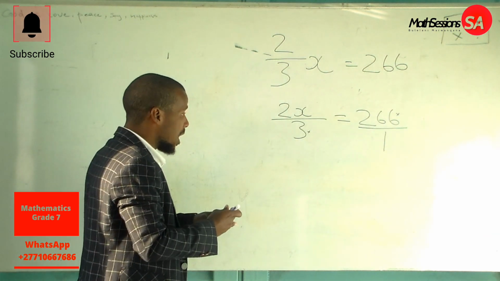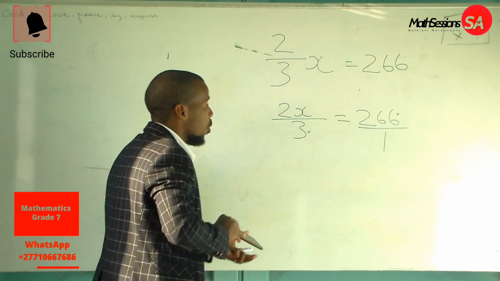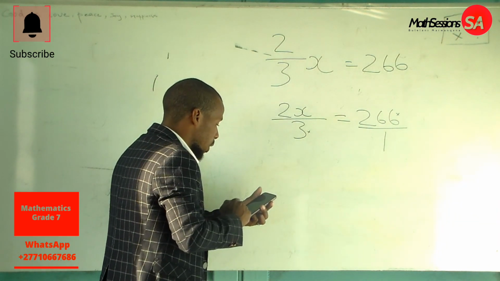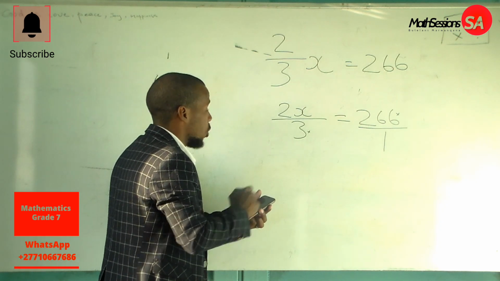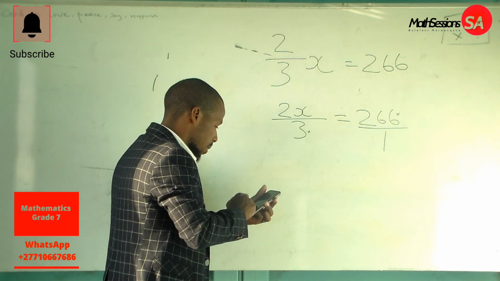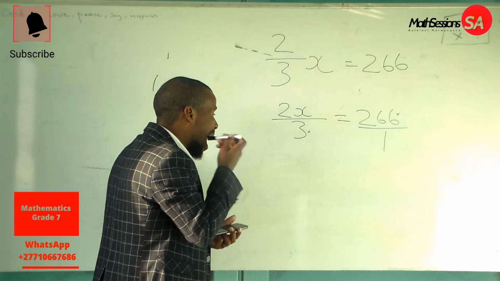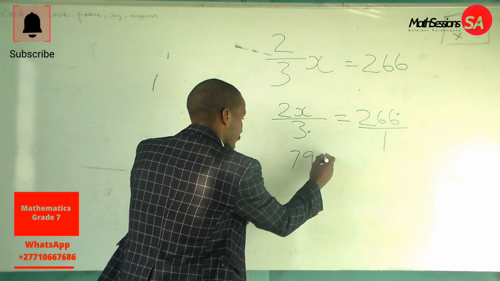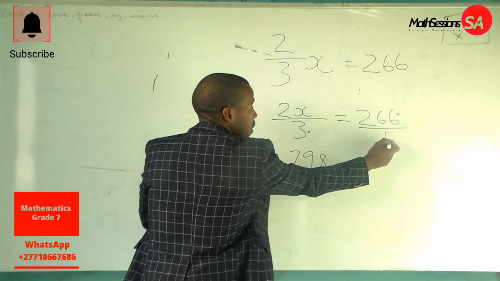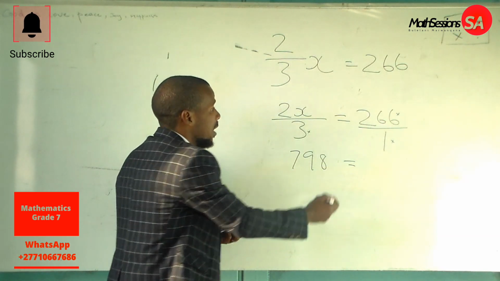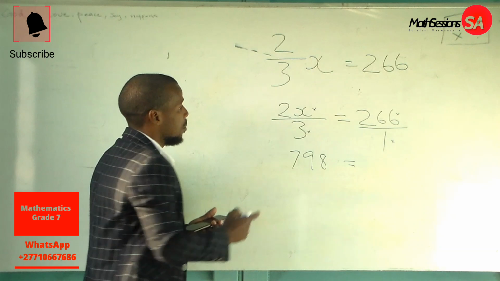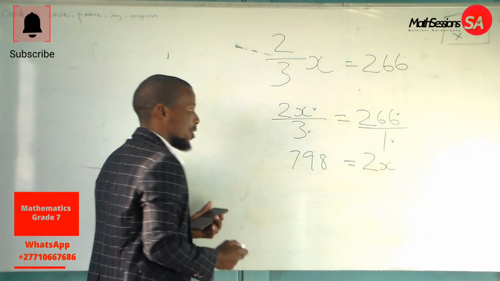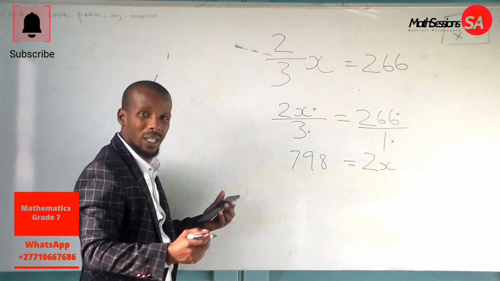Meaning this denominator on this side must multiply with that numerator over there. So we are going to take our 266 and multiply it by 3. When you go straight to your calculator, 266 multiplied by 3 should give you 798. This is equal to 2x multiplied by 1, which is the same as 2x. So now we see it.